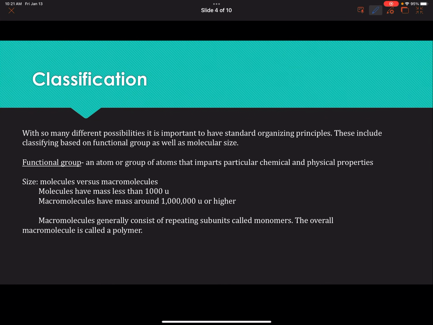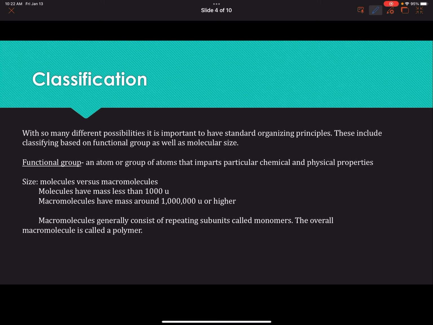Now, as a result, because we've got so many different varieties of organic compounds, it's going to be very important to have a standard organizing principle. These organizing principles are going to include classifying our compounds based on functional groups as well as molecular size. Now, a functional group, and we're going to get into those in more detail later in the chapter, is going to be an atom or group of atoms that imparts particular chemical and physical properties.